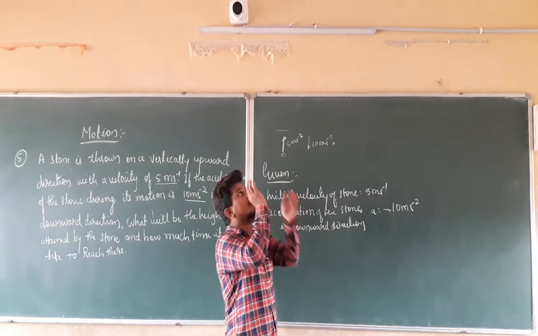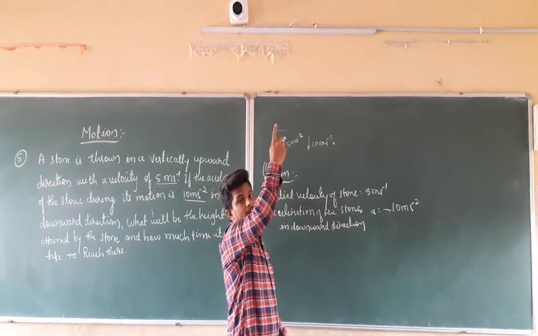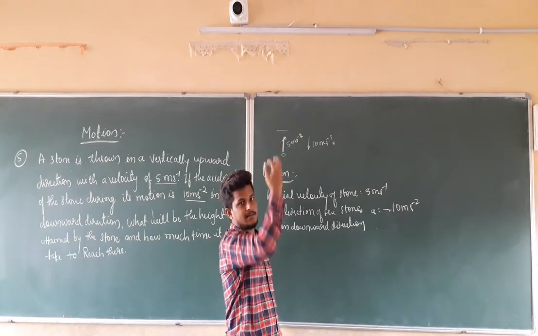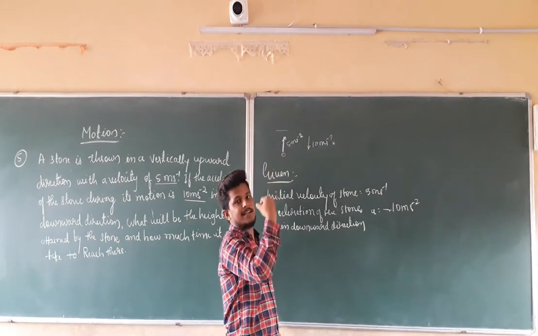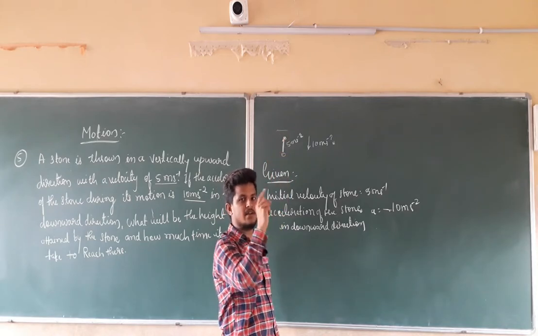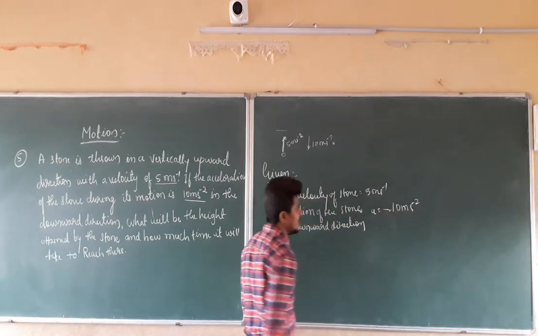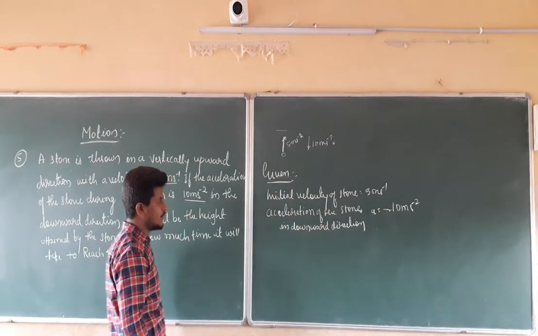If you throw this chalk, the chalk is going in the upward direction and some opposite force is acting on it. That opposite force has the acceleration of 10 meter per second square, so we have to take it as minus. So a equals minus 10 meter per second square.